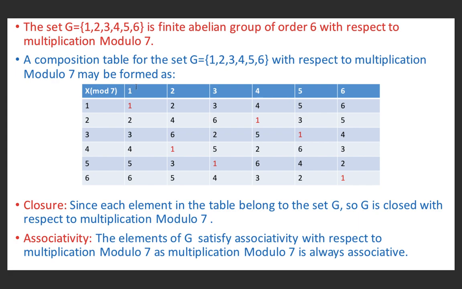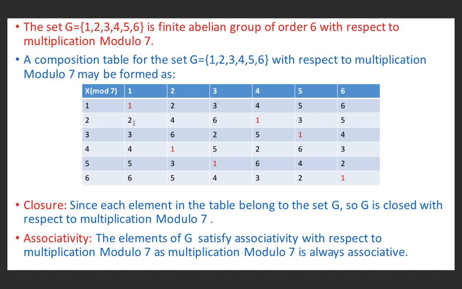So 1 into 1 is 1, and if we divide it by 7, the remainder is 1. 1 into 2 is 2, and if we divide it by 7, the remainder is 2. If we multiply 1 by 3, the remainder will be 3. If we multiply 1 by 4, the remainder will be 4. 1 into 5 is 5, the remainder is 5. 1 into 6 is 6, the remainder is 6.